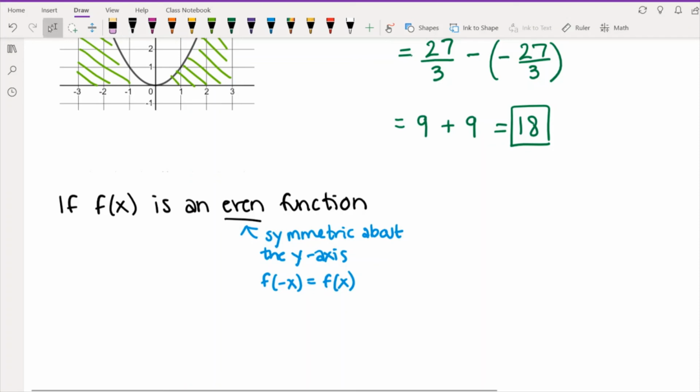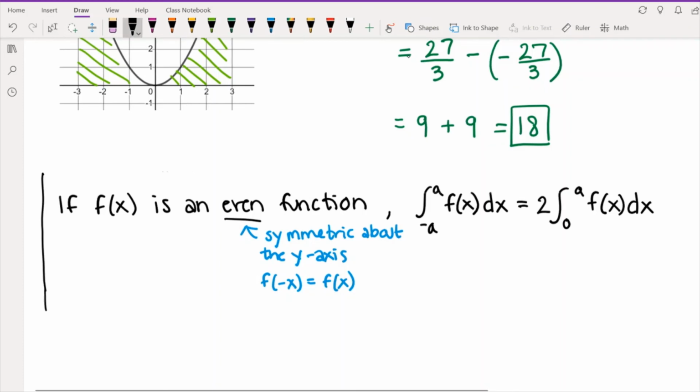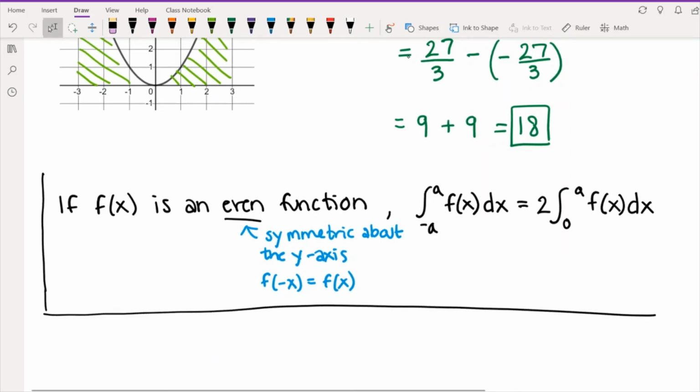So anytime f of x is an even function, then the integral from negative a to a of f of x dx is going to be equal to 2 times the integral from 0 to a of f of x dx. And this is actually a really useful fact. This is going to come up quite a bit.